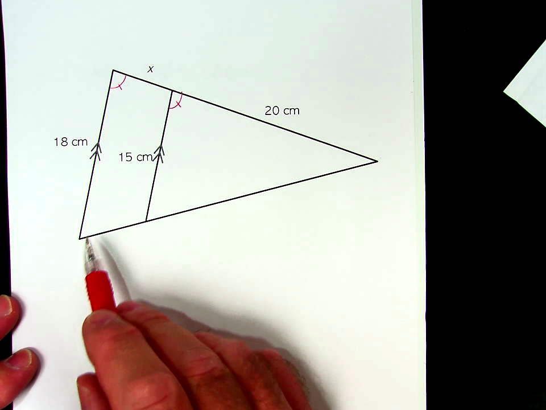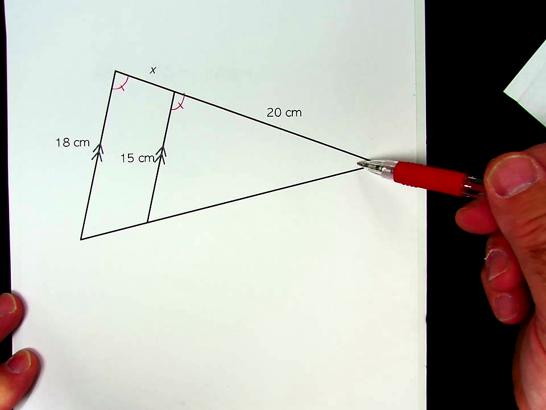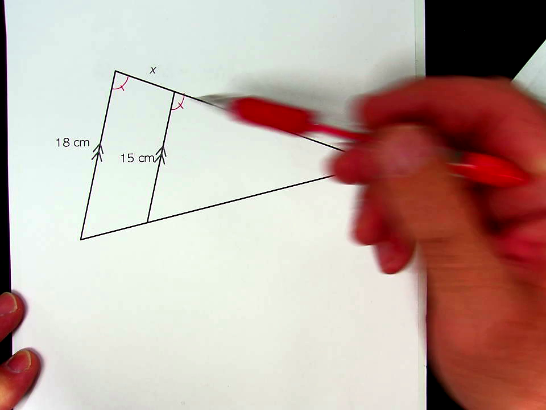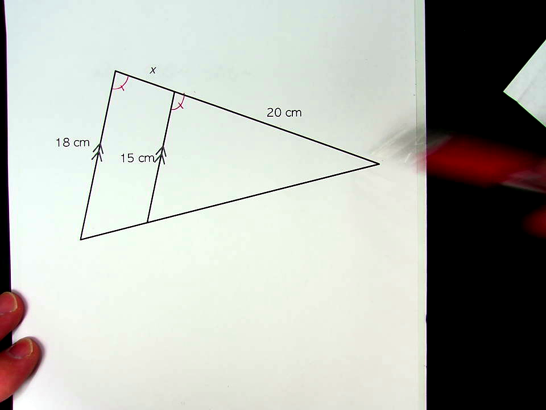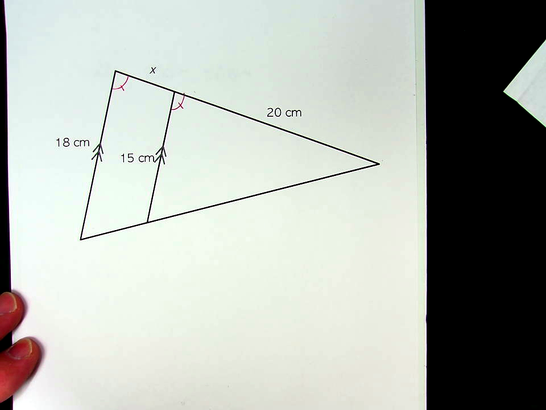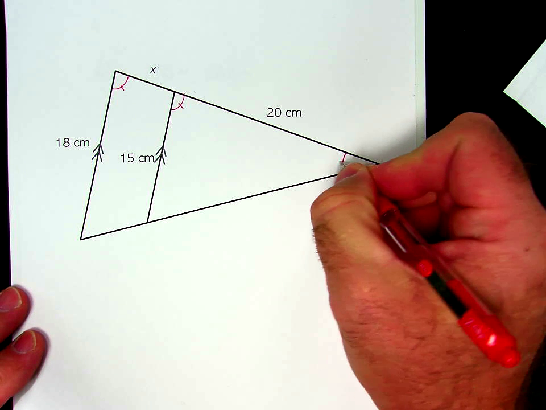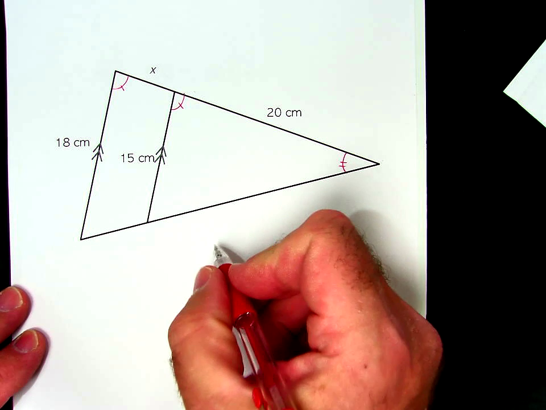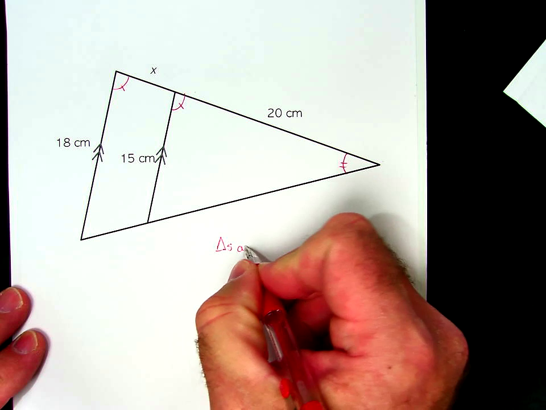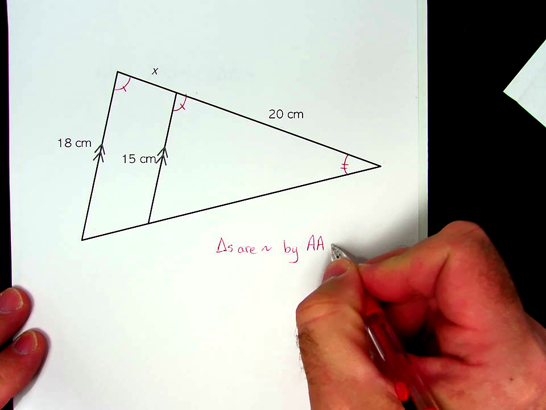I could use the same idea to show those two are congruent, or note that this angle is actually in both the smaller triangle and the larger triangle, so I could say that angle is congruent to itself. And the reason for that would be by the reflexive property. Let's go with that one, although I could have chosen those two. So I know the triangles are similar by AA similarity.